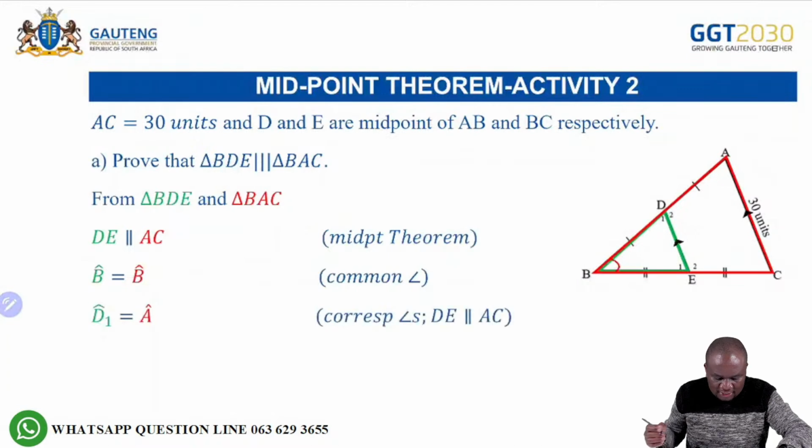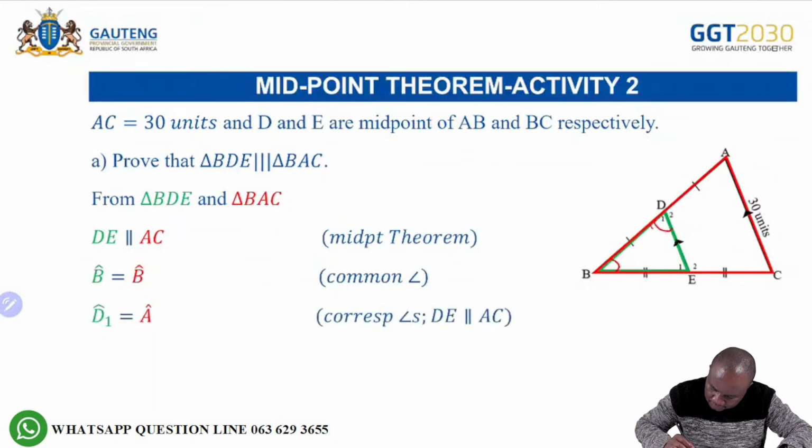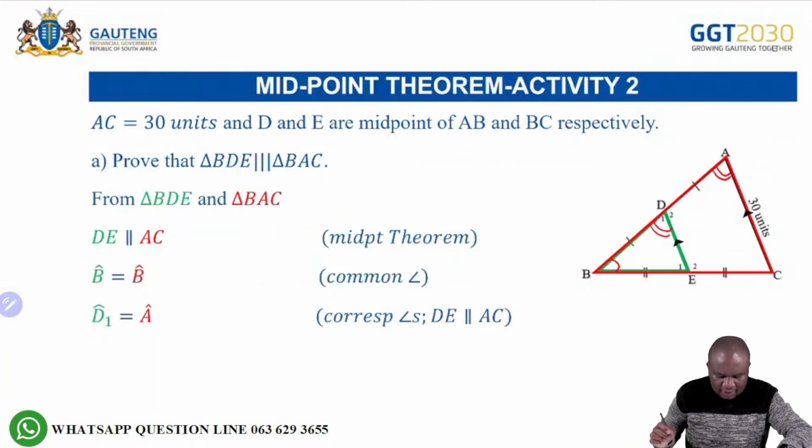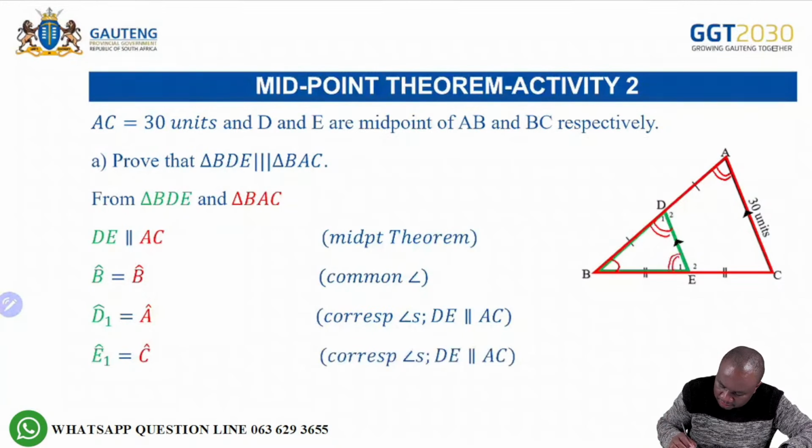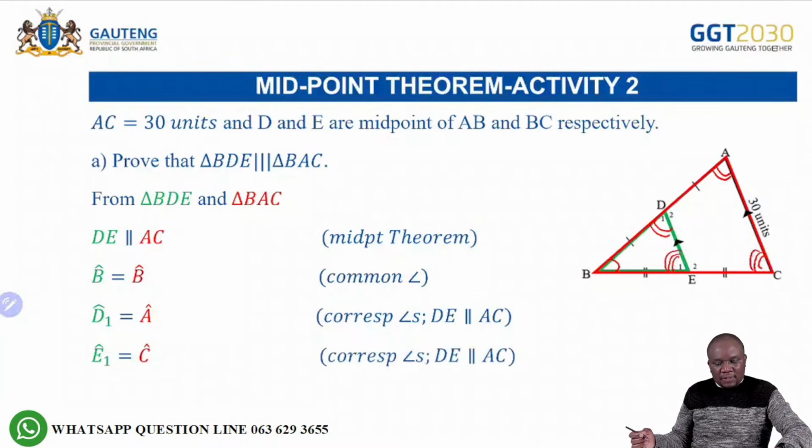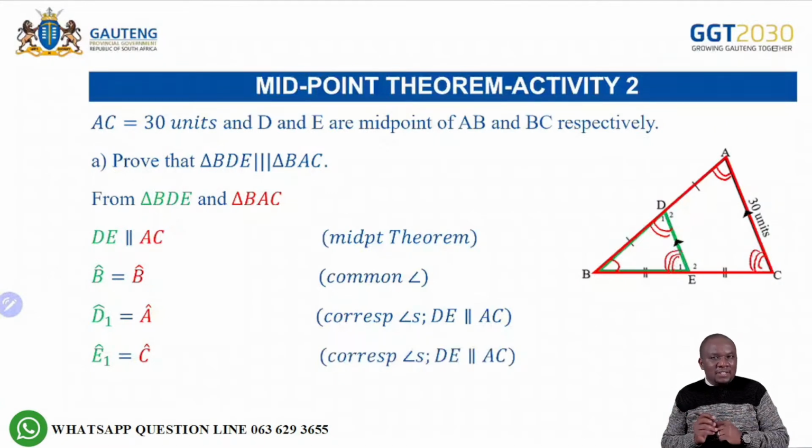And then we have D1 is equal to angle A. They are corresponding angles. DE is parallel to AC. We found that from the midpoint theorem. And then angle E1 is equal to angle C. Again, corresponding angles, because DE is parallel to AC from the midpoint theorem. Do you see that? So now the corresponding angles are equal. Angle B is equal to angle B. Angle D1 is equal to angle A. Angle E1 is equal to angle C.